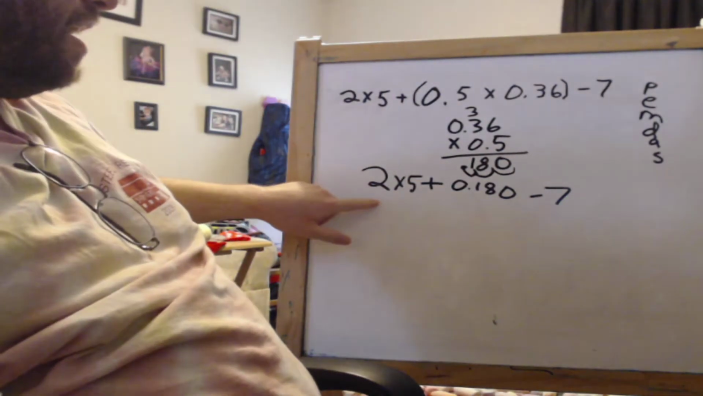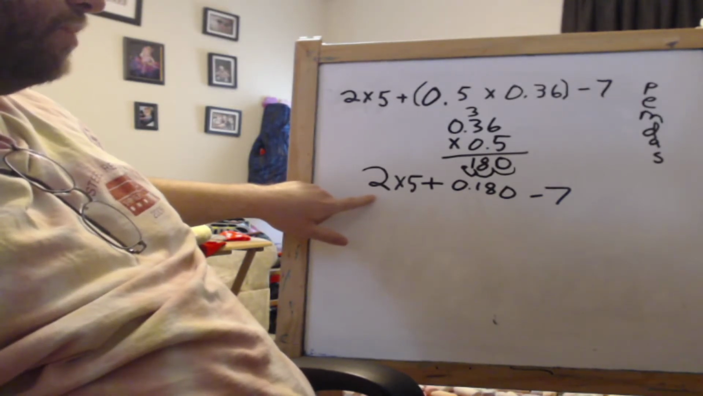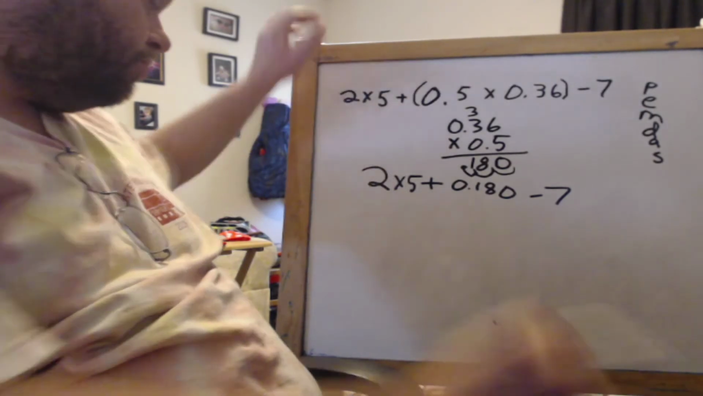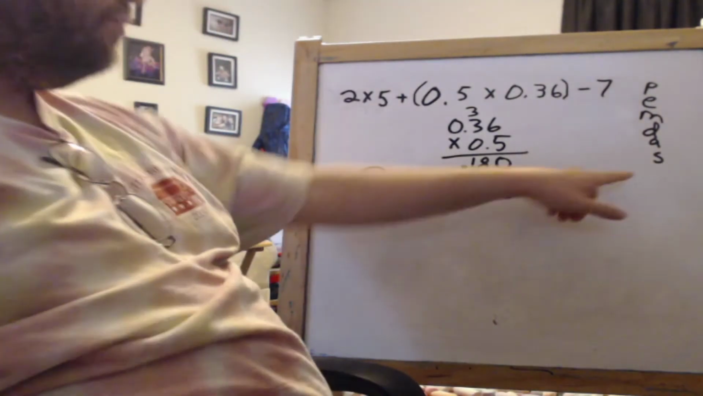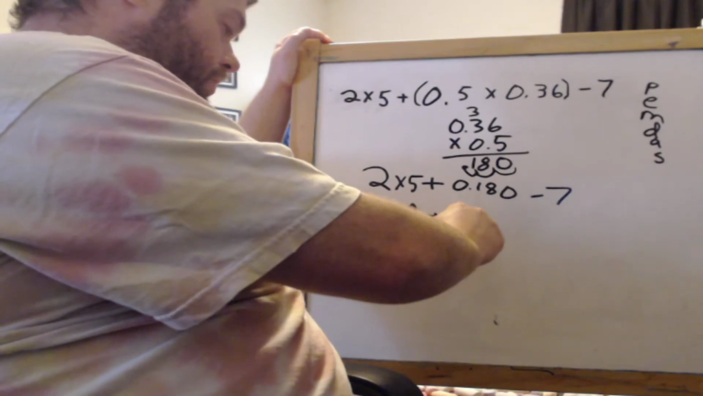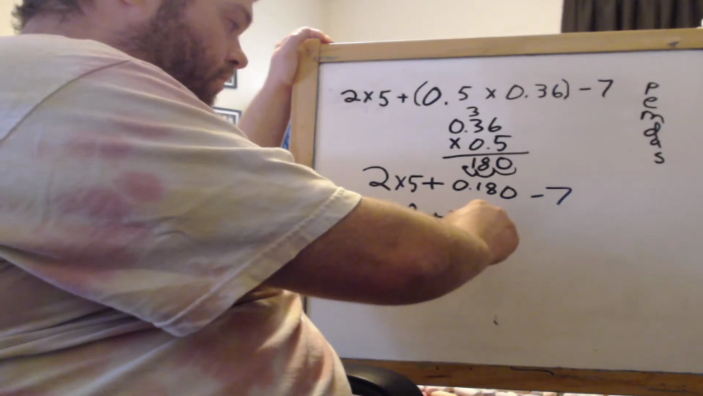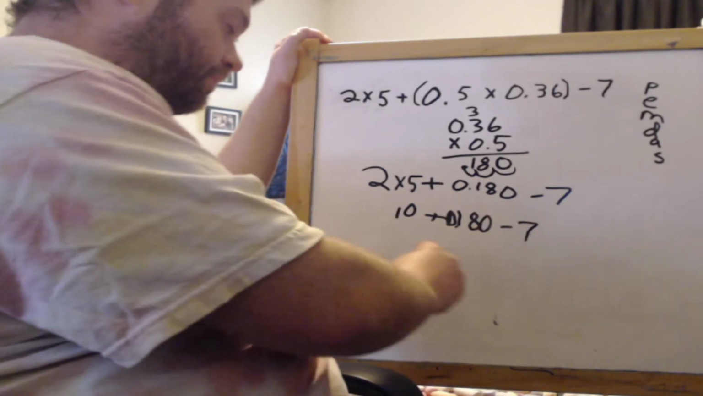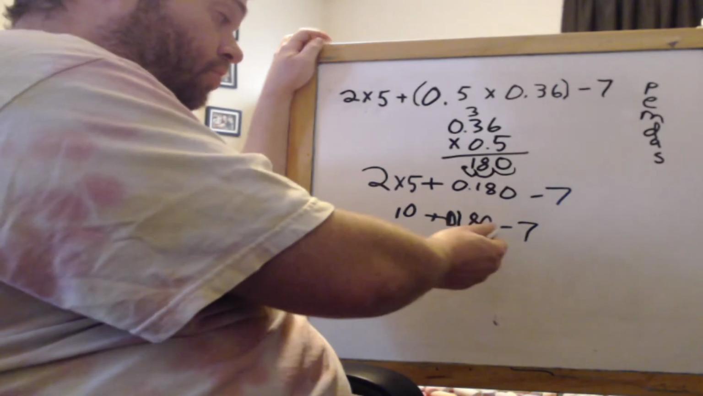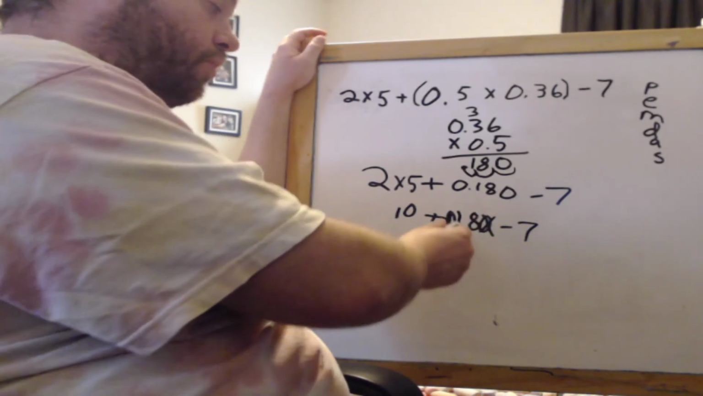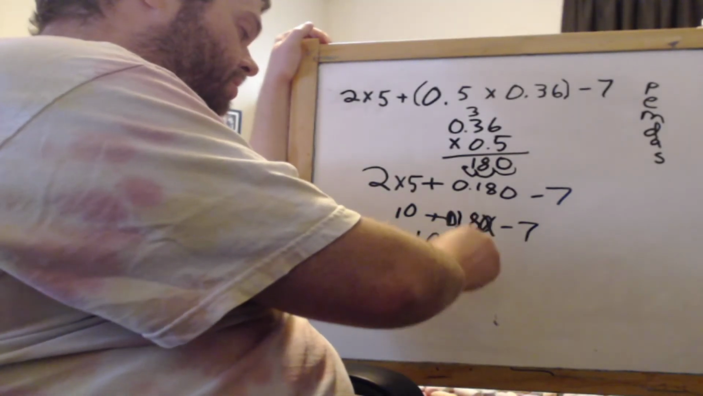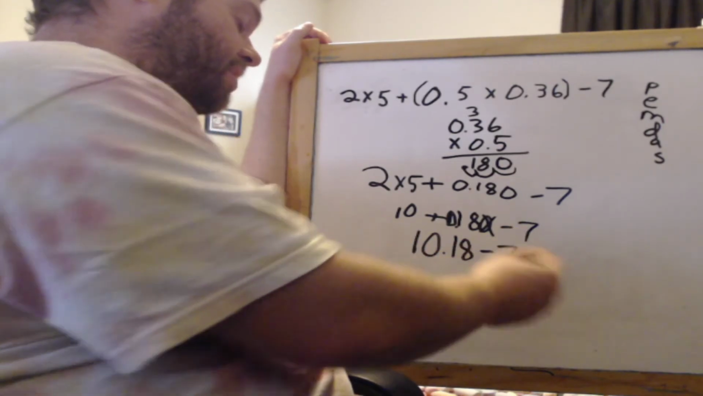All right, so now we are doing multiplication, right? And division. So we have to do multiplication first. So 2 times 5 equals 10. Then we are doing addition and subtraction from left to right. So 0.180 minus 7. So 10 plus 180 thousandths, which we can actually drop this 0 if we want and just call it 18 hundredths, would just be 10 and 18 hundredths minus 7.